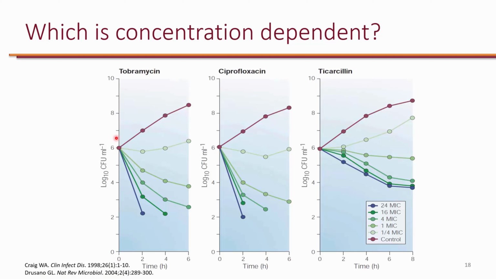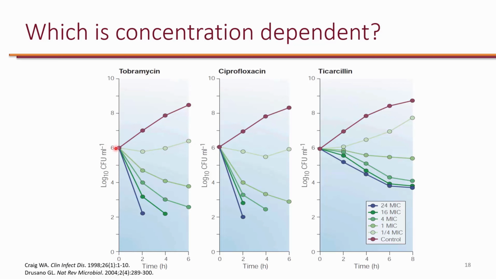MIC is the minimum inhibitory concentration of a specific antibiotic for a specific organism. In these experiments, we're giving antibiotics in increasing concentration and seeing how much increasing the concentration affects growth. For example, on the left-hand side, we're looking at the antibiotic tobramycin. If we give a quarter of the MIC, as time goes on, you can see that the growth of bacteria slows down but isn't completely prohibited.